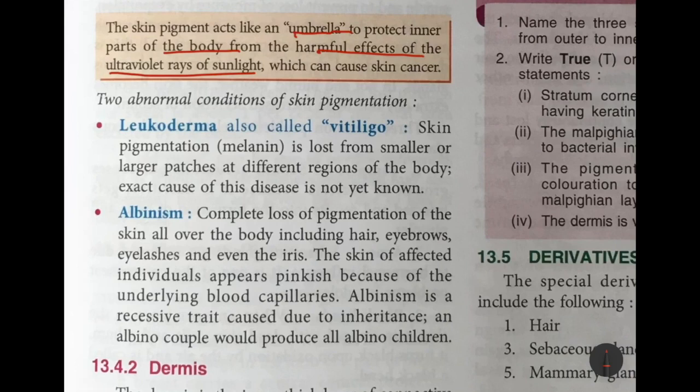Now, there are two abnormal conditions of the skin. The first one is known as leukoderma or vitiligo. In this case, the skin pigmentation, that is melanin, is lost from small patches, or it may be from larger patches at different parts of the body. You must have seen such skin conditions. Till now the exact cause of the disease is not yet known.